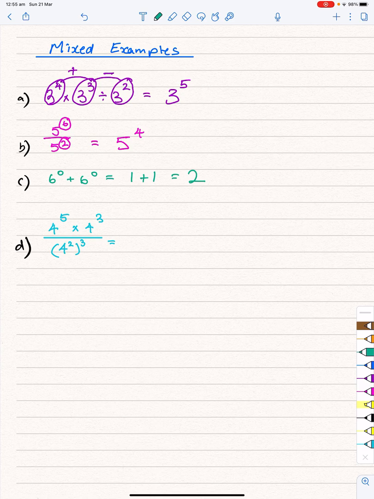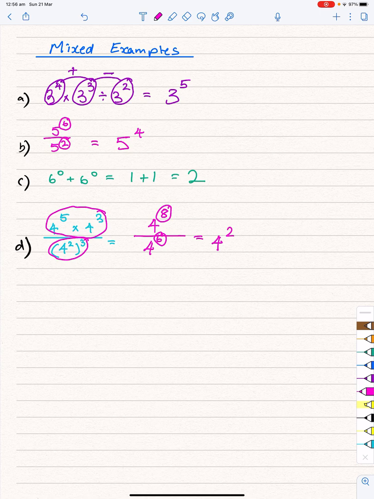And finally, this last one's really tricky. So I'm going to do the powers for the numerator first. 4 to the power of 5 times 4 to the power of 3 is 4 to the power of 8. I was about to multiply them together just then. 4 to the power of 8. And 4 squared to the power of 3 is 4 to the power of 6. I'm multiplying my powers together. To finish this off, I'm now going to subtract my powers. So I keep the base the same, which is 4, and 8 take away 6 is 2.